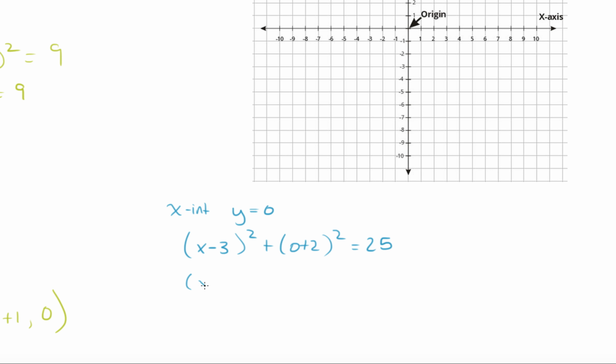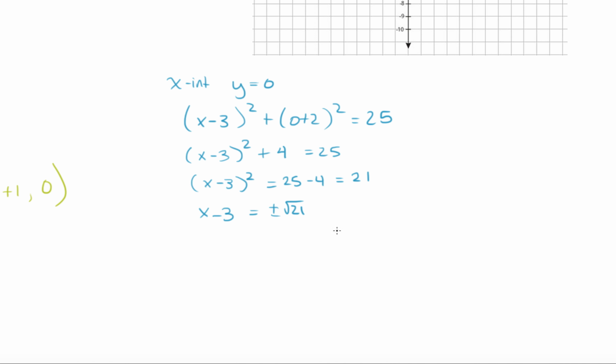Okay. So x minus 3 squared plus 2 squared, which is 4, is 25. We subtract the 4 on both sides. X minus 3 squared equals 25 minus 4, which is 21. We take the square root on both sides. We get x equals plus or minus radical 21. So we add the 3. We get plus or minus radical 21 plus 3. So your x-intercepts are radical 21 plus 3, comma 0, and negative radical 21 plus 3, comma 0.